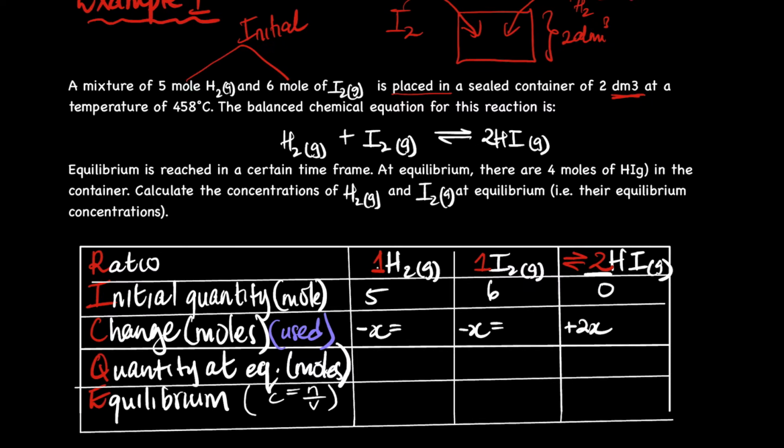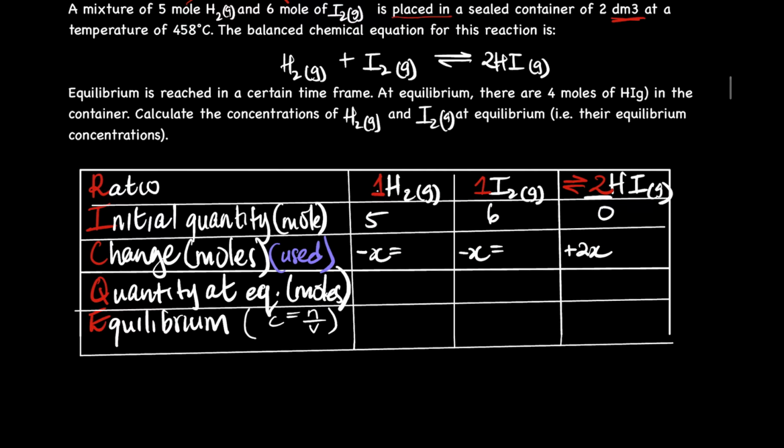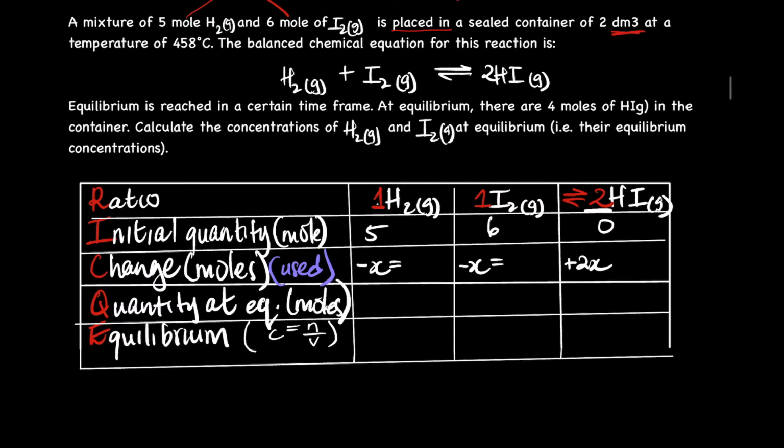These are the amounts used, and this is the amount produced. The amount that is used is going to be a minus. The amount produced is going to be a plus. And then it's 2, and it's 1, and it's 1 there. Okay, so what are we going to do now? We're told at equilibrium the amount that was produced of hydrogen iodide is 4 moles. So let's put the hydrogen iodide, 4 mole at equilibrium.